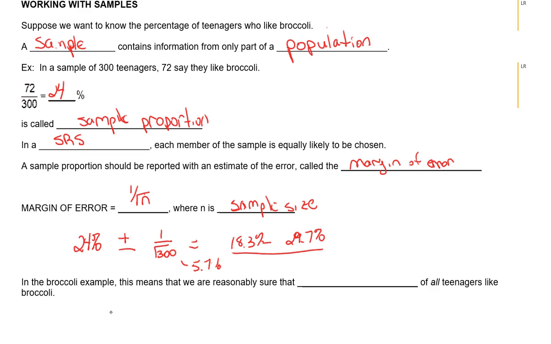This means that in our broccoli example, we are reasonably sure that between 18.3% and 29.7% of all teenagers like broccoli. In our sample, we got 24%, but we know that our sample is only a part of the population. So I'm not comfortable saying that I'm confident that 24% of all teenagers like broccoli, but with the margin of error, I'm able to say that I'm pretty confident that between 18.3 and 29.7% of all teenagers like broccoli. It gives us a much bigger range that we can be more confident about.